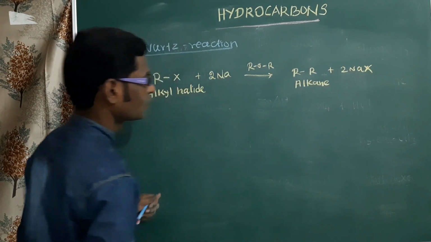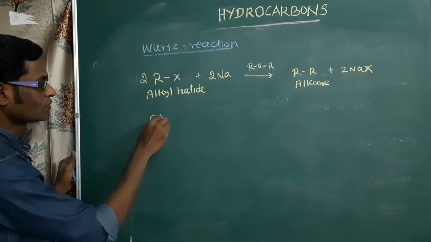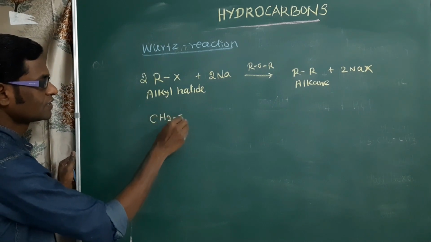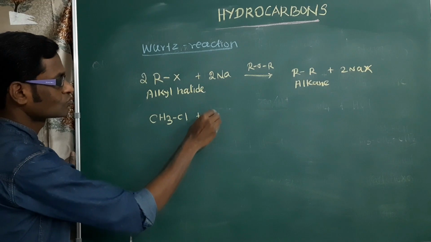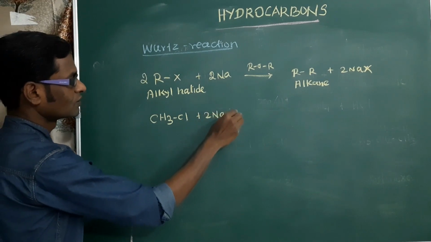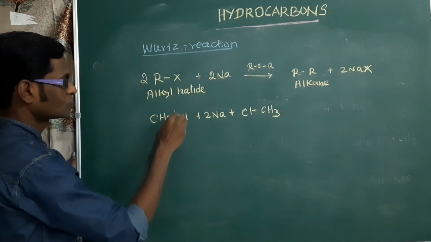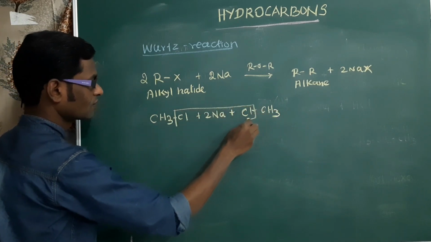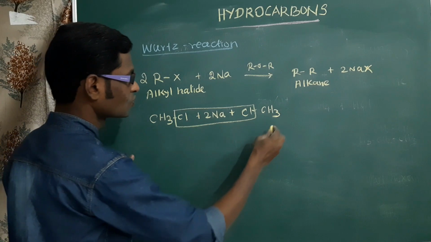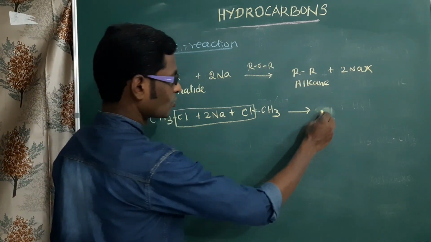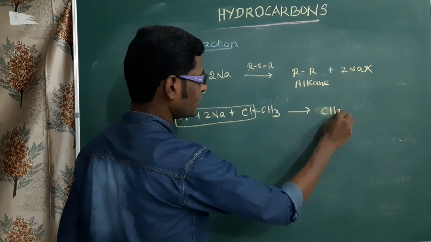In a specific example, chloromethane, molecular formula CH3Cl, plus 2Na, so 2 molecules of chloromethane. These 2 chlorines combine with sodium to form sodium chloride. 2 chloromethane converted into ethane.